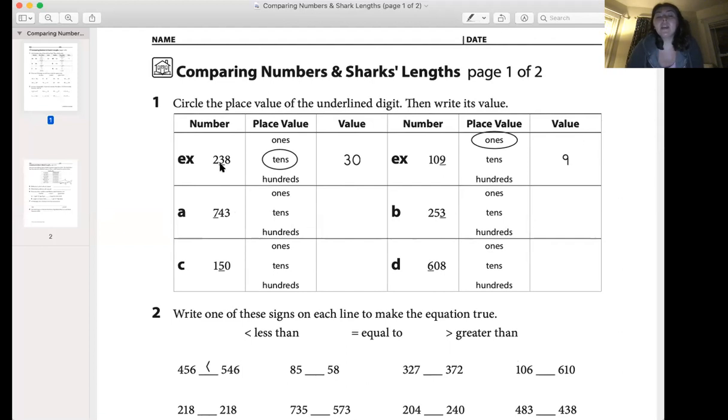So up here in the example, the 3 is in the tens place, and they know that the value of the 3 is 30. And in here, the 9 is in the ones place, so they circled ones, and they know the value of that digit is 9. So that's what you're going to do for these first couple up here.